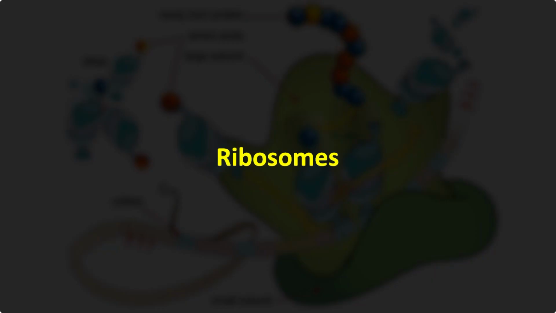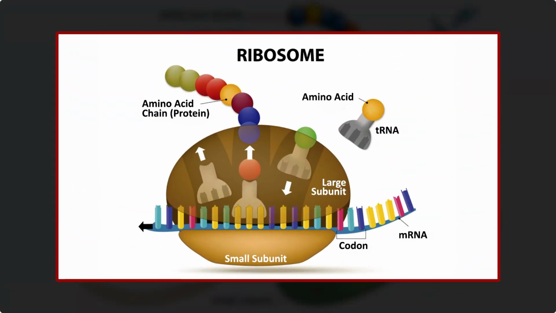The ribosomes exist normally as separate subunits that are composed of protein and rRNA. The subunits come together to form a ribosome when they bind to an mRNA near its 5' end.